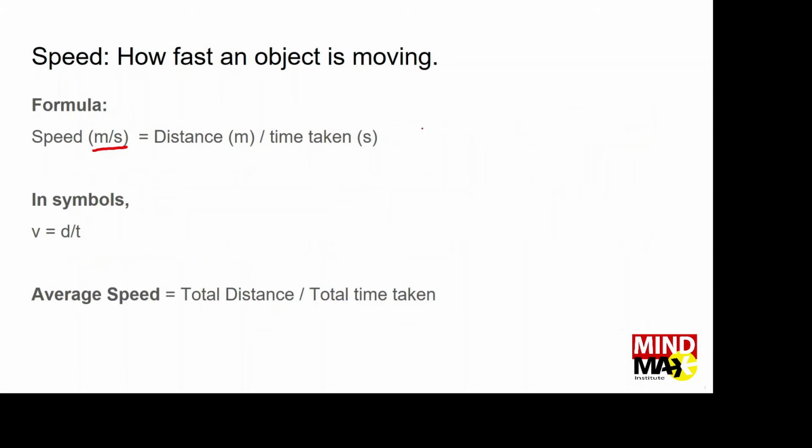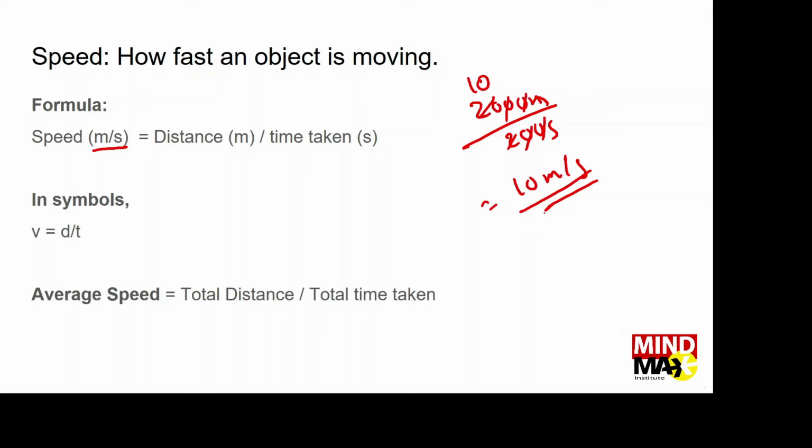So average speed is the total distance you move divided by the total time taken. Let's say you have moved 2000 meters and it took you 200 seconds to do so. So your average speed is 10 meters per second. How? You cancel them off, right? 2 and 10, 2 and 20 gives us 10. So 10 meters per second is the average speed of the object.